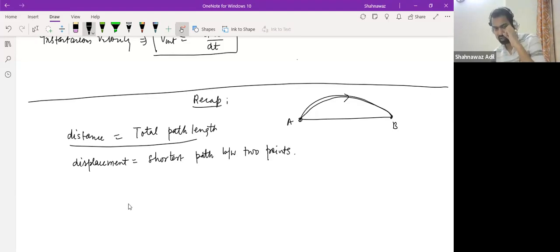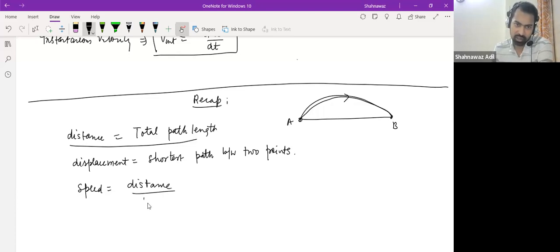Okay. And then we have speed. So speed is what? This we all know from our ninth and 10th classes. This is distance by time. And then we have three kinds of speed.